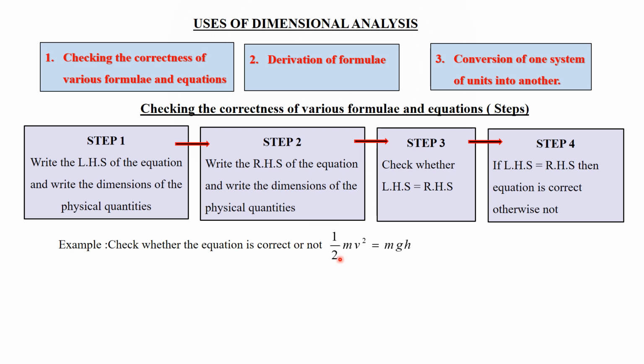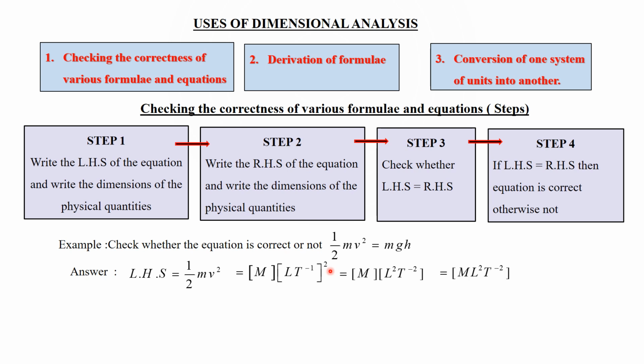Let me give you an example. Here is the equation given: half mv square is equal to mgh. We need to see whether this is dimensionally correct or not. According to the first step, LHS is half mv square. Remember, half is a number, so no dimension. We put the dimension of mass, which is M, the dimensions of velocity, which is LT^-1, and the square was there, so we put the square also. What are we getting? M L^2 T^-2.